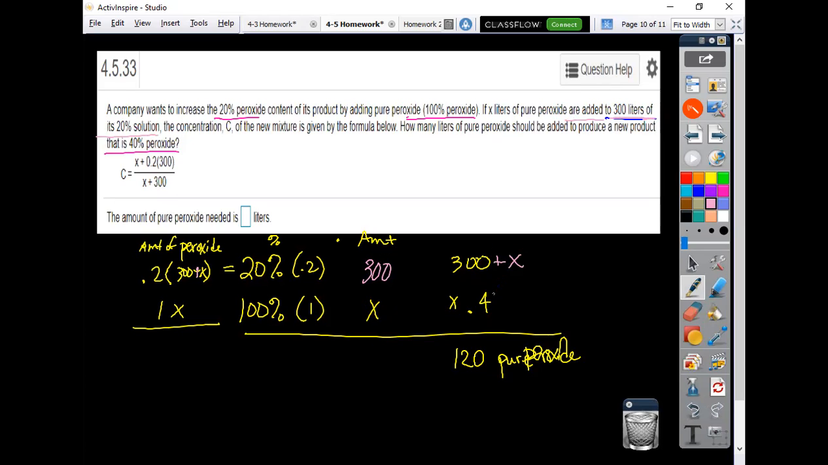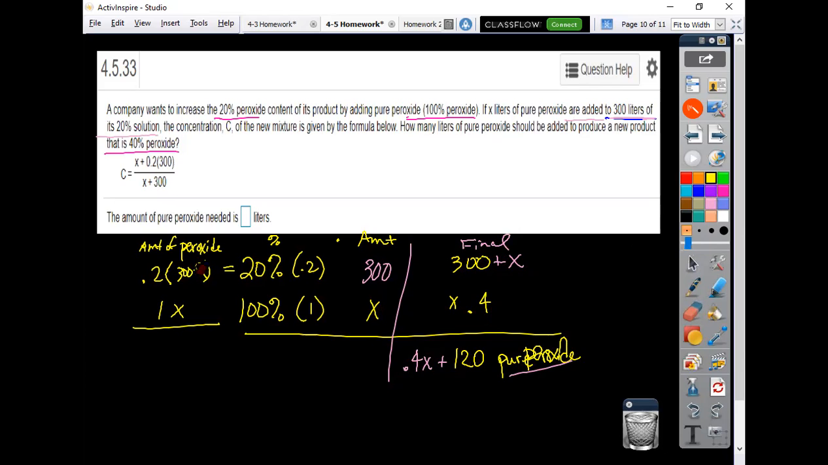So that would be 40% times each of this. In my final mixture, if I've got 300 plus X total, and it's 40%, multiplying those together gives the amount of peroxide in my final mixture. So 0.4 times 300 is 120, plus 0.4 times X. Well, how much of the peroxide is in each of these? 20% of the 300 here is peroxide.